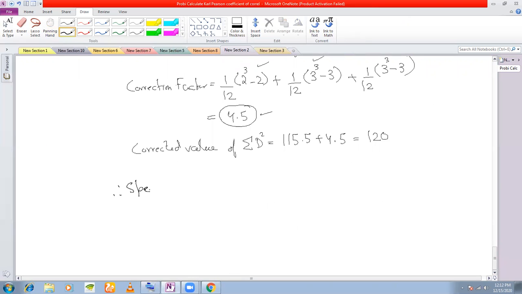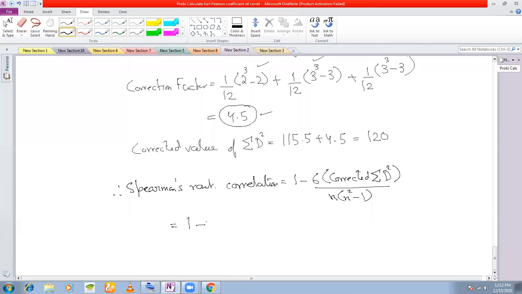So now therefore Spearman's rank correlation is equal to 1 minus 6 times corrected sigma d square divided by n into n square minus 1. That's it. You put the values. 1 minus, the corrected value of sigma d square is 120.